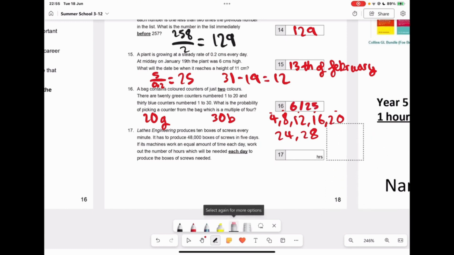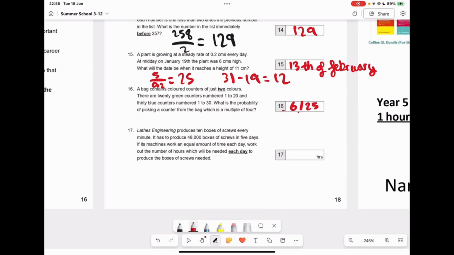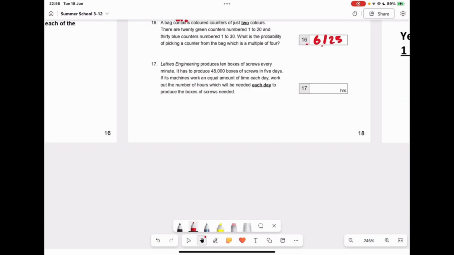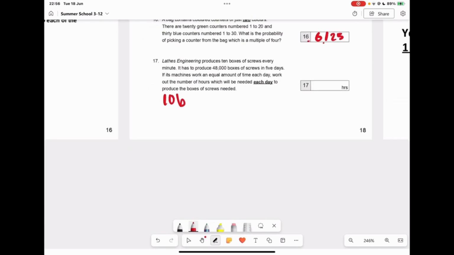Okay, I'll just clear up some space. Okay, Laths Engineering produces 10 boxes of screws every minute. So 10 boxes every minute. It has to produce 48,000 boxes in 5 days. If its machines work an equal amount of time each day, work out the number of hours which will be needed each day. Okay, so 48,000 is equivalent to how many minutes?